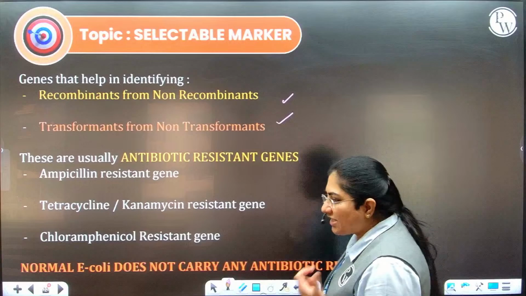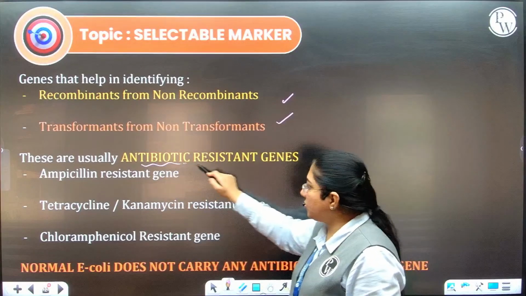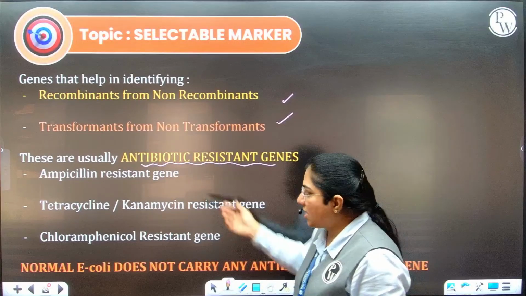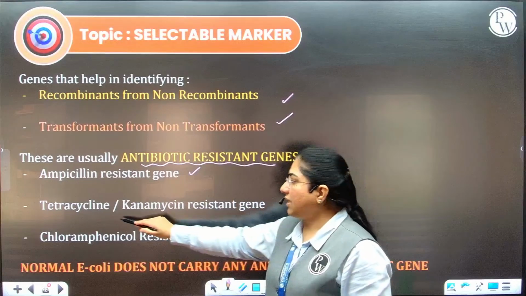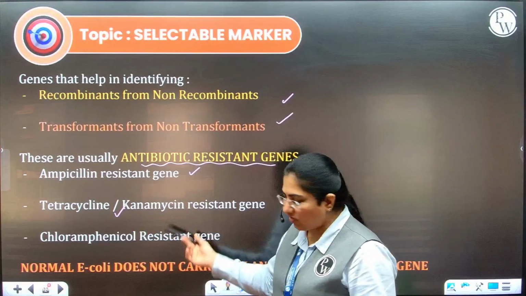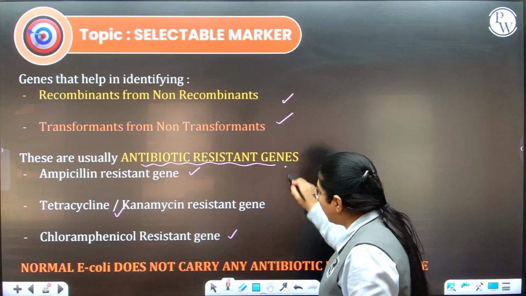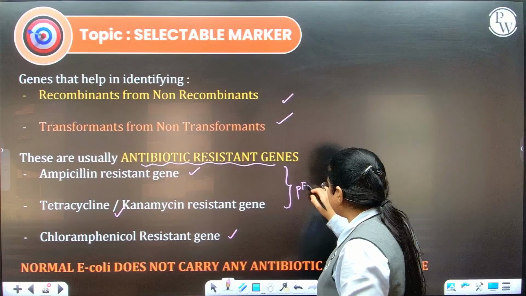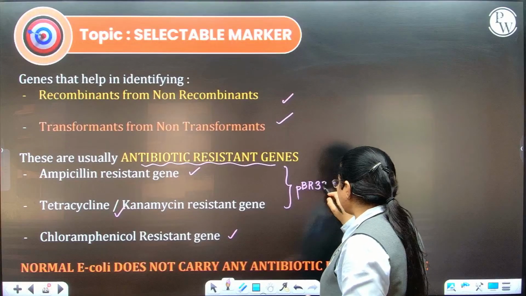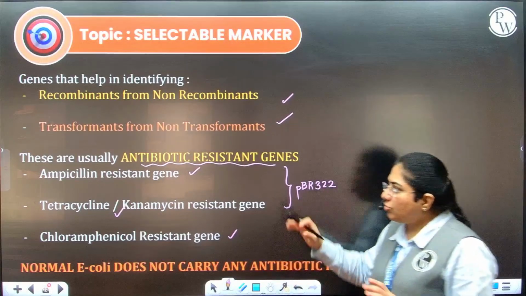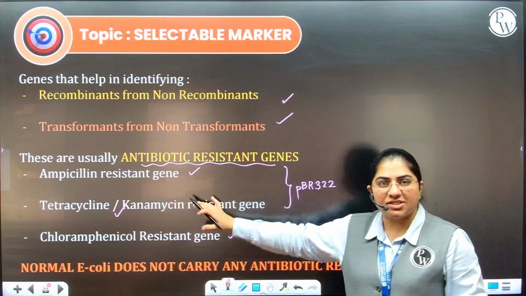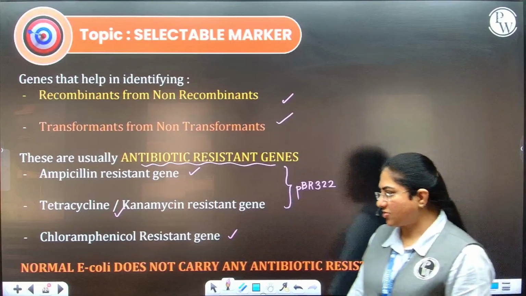For these selectable markers, we usually use antibiotic resistant genes such as ampicillin resistance, tetracycline or kanamycin, name one, and the same thing, or chloramphenicol resistant gene. However, in PBR322, the two antibiotic resistant genes are ampicillin and tetracycline resistant gene.